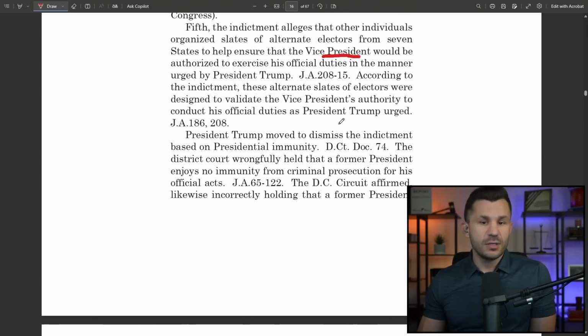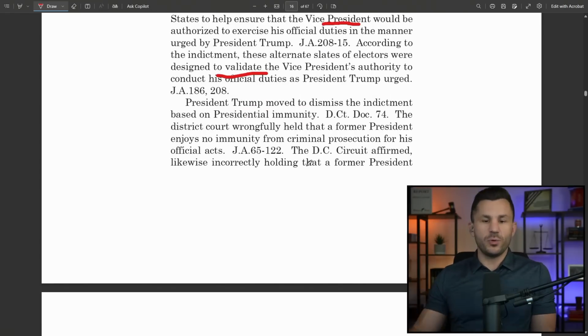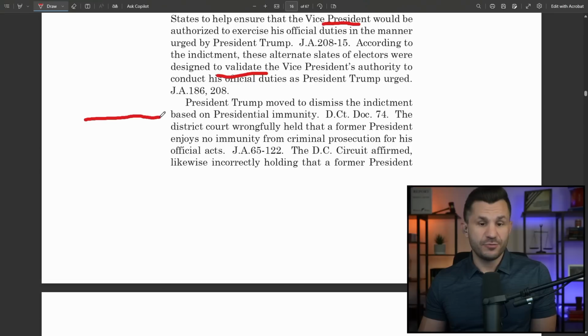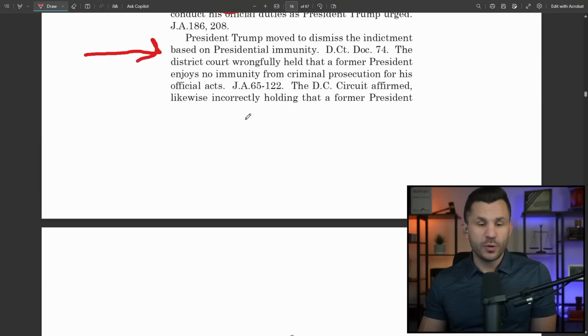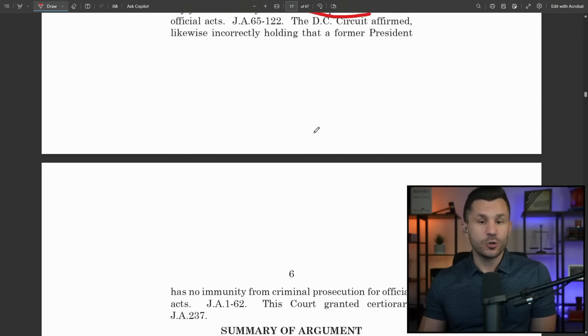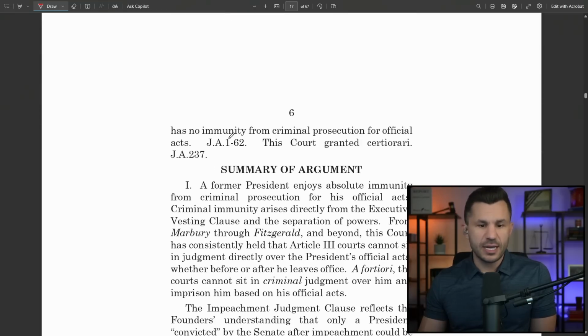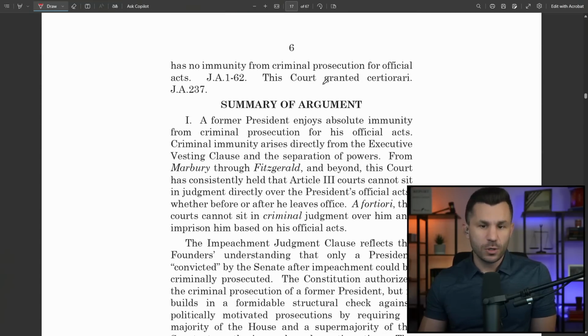According to the indictment, these alternate electors were designed to validate Pence's authority to conduct his official duties that Trump urged. Now, backing up, when we were in Judge Chutkan's courtroom, Trump moved to dismiss the indictment in front of Judge Chutkan. Now, Chutkan wrongfully held that a former president enjoys no immunity from criminal prosecution for his official acts. None. The D.C. Circuit affirmed. They incorrectly also held that a former president has no immunity from criminal prosecution for official acts. And this court granted cert.